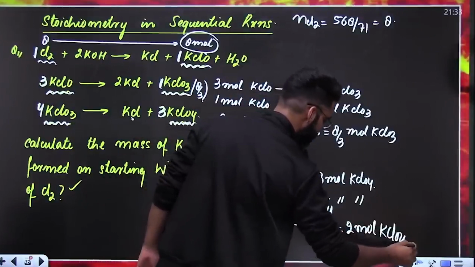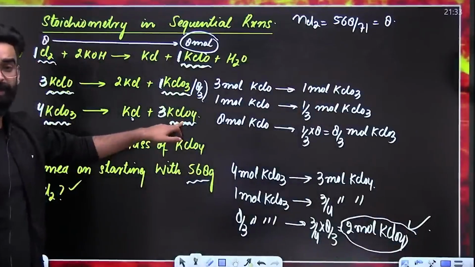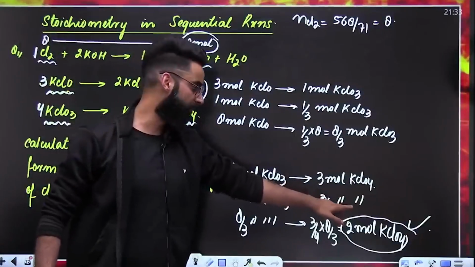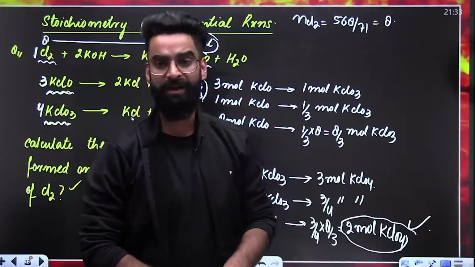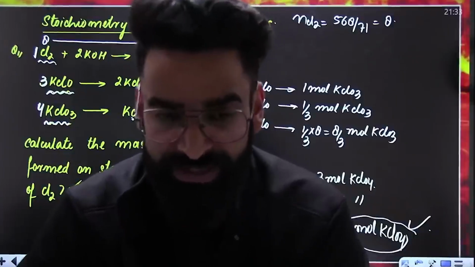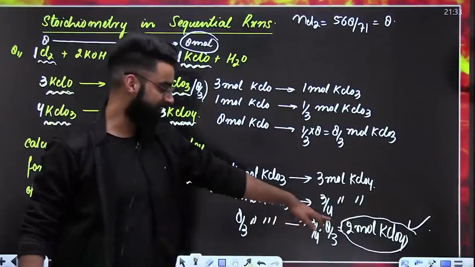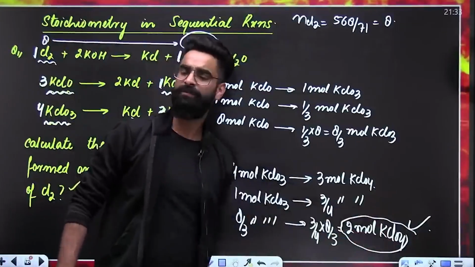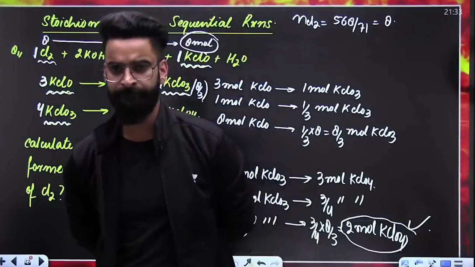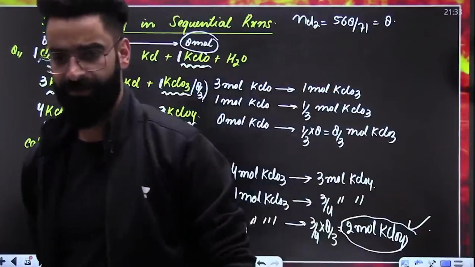So what did I calculate? I calculated the moles of KClO4 which are being formed at the end of the reaction. But as per the question, was I supposed to calculate moles of KClO4 or mass of KClO4? I was supposed to calculate the mass of KClO4. Since you have calculated moles, multiply the moles by its molar mass. Is that clear to everyone quickly?